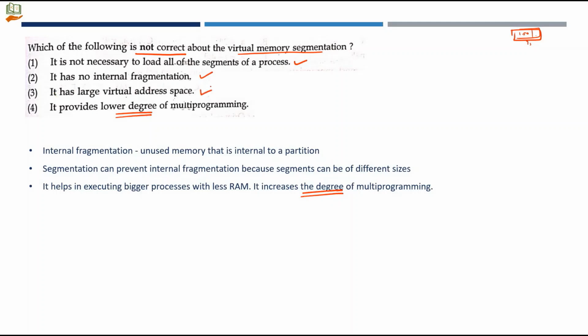Yes, it is true. When we feel the main memory is not enough, we go for the virtual memory concept. So this point is also true. Increase in degree of multiprogramming statement is contradicting the term lower degree of multiprogramming. So we go with option 4 as the right answer.